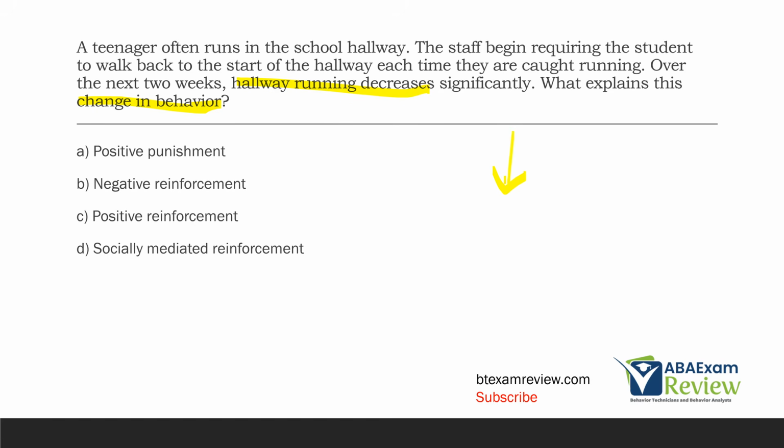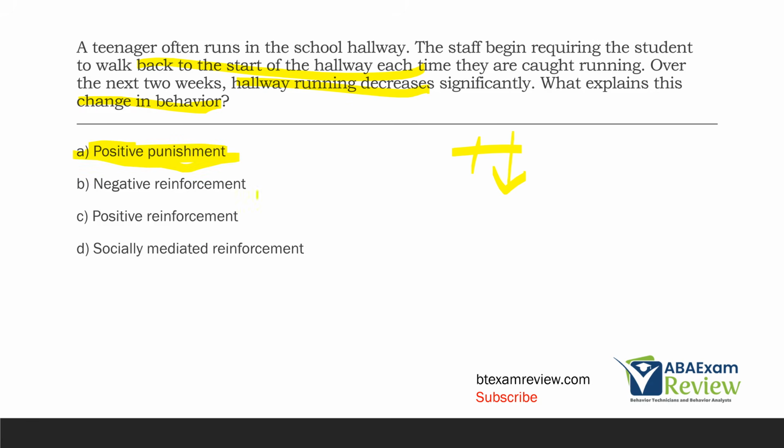If behavior decreases, it's due to either punishment or extinction. Reinforcement does not increase behavior. So if this teenager is running in the school hallway, and when they run, they now have to walk back to the start of the hallway each time they are caught running, what's happening? Is something being added, taken away, or withheld? Well, the punishment of going back to the start of the hallway is added, right? So that is being added to the situation, reducing the behavior. It looks like positive punishment.